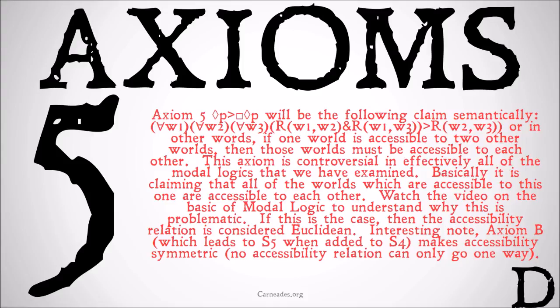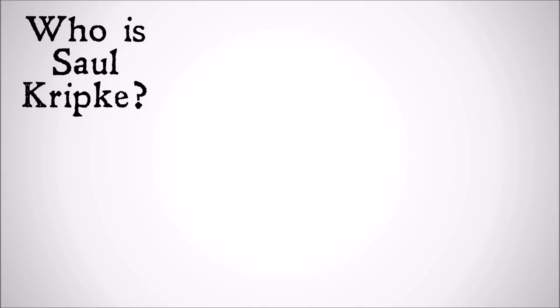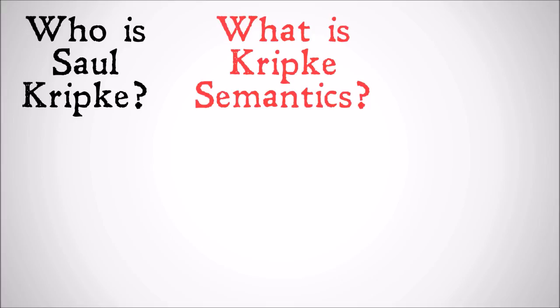And it's an interesting note, axiom B, which we didn't cover here, but that's an axiom which leads to S5 when added to S4, makes accessibility symmetric. Or in other words, no accessibility relation can go only one way. They have to go both ways. So, those were the axioms, the semantics of modal logic, and Kripke Semantics. So that was what is Kripke Semantics.